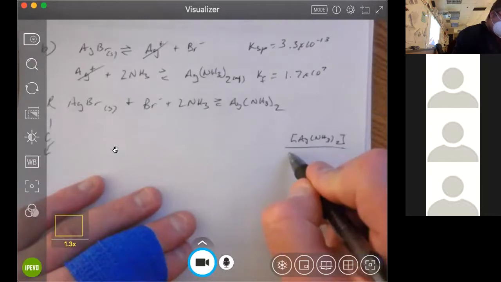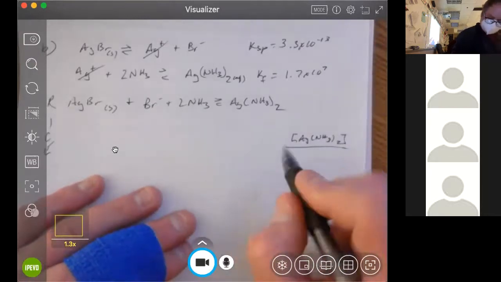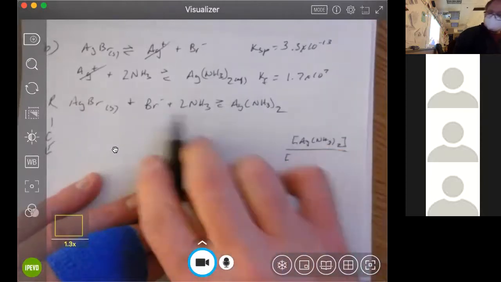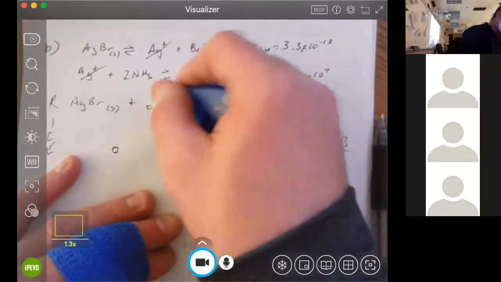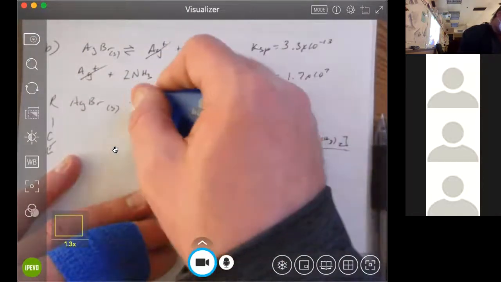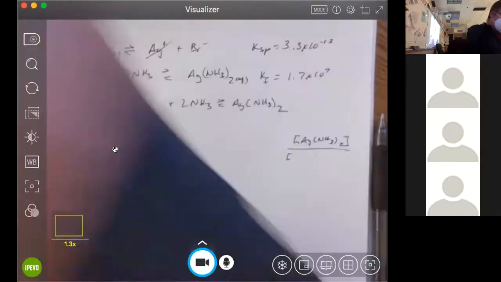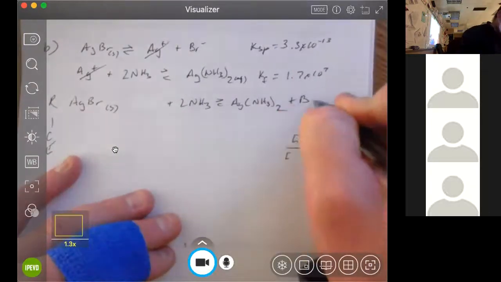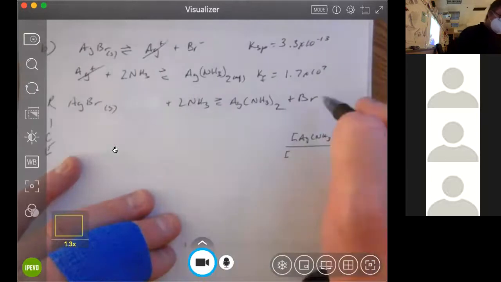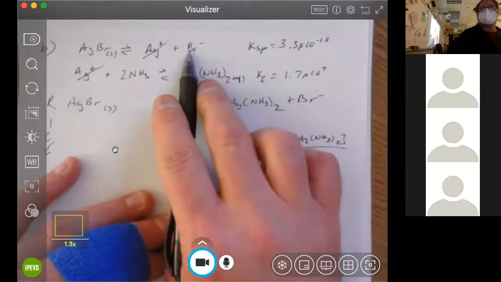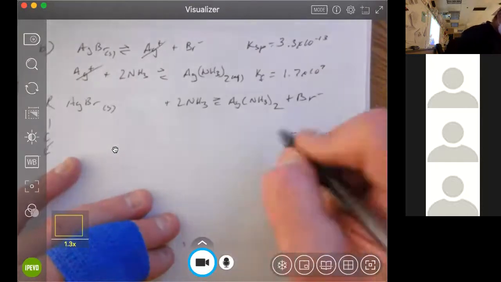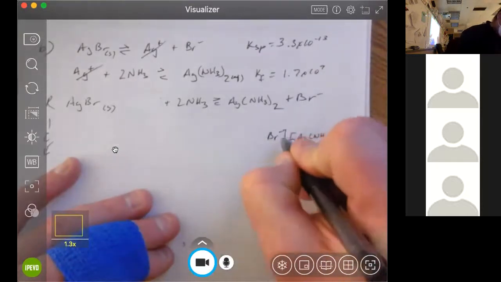We're going to have NH3. Oh, sorry about this. I just got caught in class. Thank you so much. Somebody just told me I had Br on the wrong side. Good call. Br negative is a product up here, right? So we need to make sure we get that product on this side, right? So that's going to put Br negative up here.